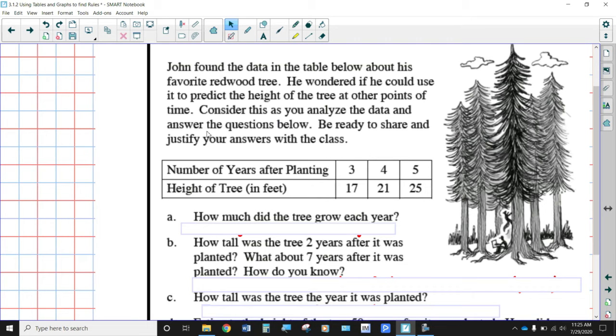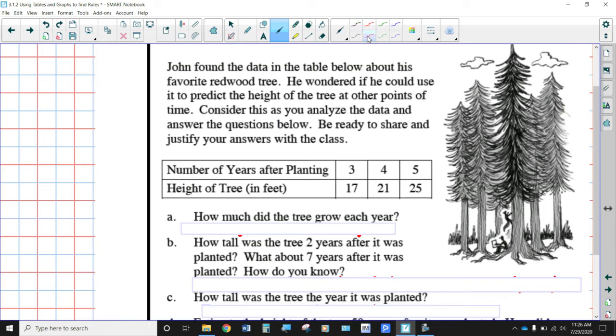Okay, so take a look at this table right here. Notice this is the number of years after planting. So 3 years after the tree was planted, 4 and 5. And I do want to mention one thing. A lot of times trees are planted, they're not planted as seeds. They're planted as saplings. So a tree will grow a few feet before it's ready to be transplanted and put out in the forest and, you know, kind of left to fend for itself. So this would be the number of years after planting, and this is the height of the tree in feet.